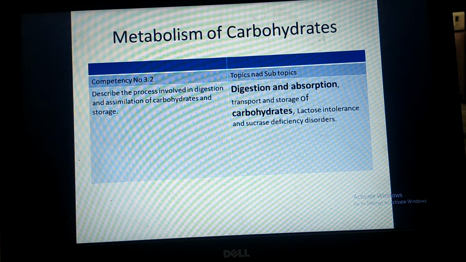Good morning, students. We will start with metabolism of carbohydrate. Today's competency is competency number 3.2 and today's topic is digestion and absorption of carbohydrates.